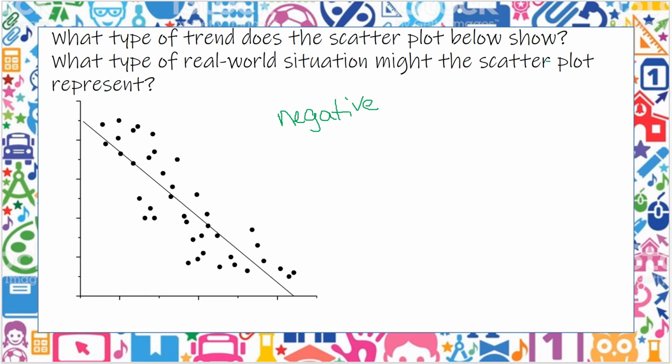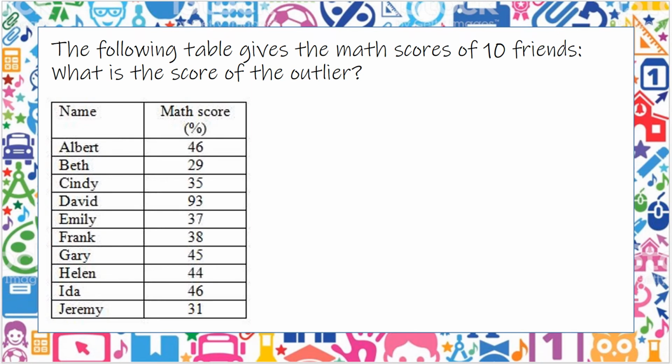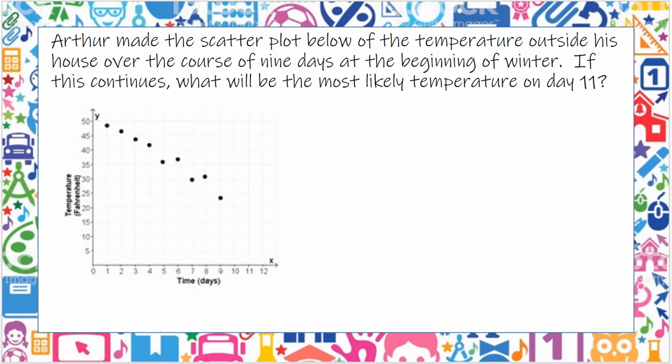Maybe the following table gives the math scores of 10 friends. What is the score of the outlier, the one that doesn't fit? You've got 46, 29, 35, 93, 37, 38, 45, 44, 46, and 31. The one that does not fit, the one that is too big for its britches, is Dave.